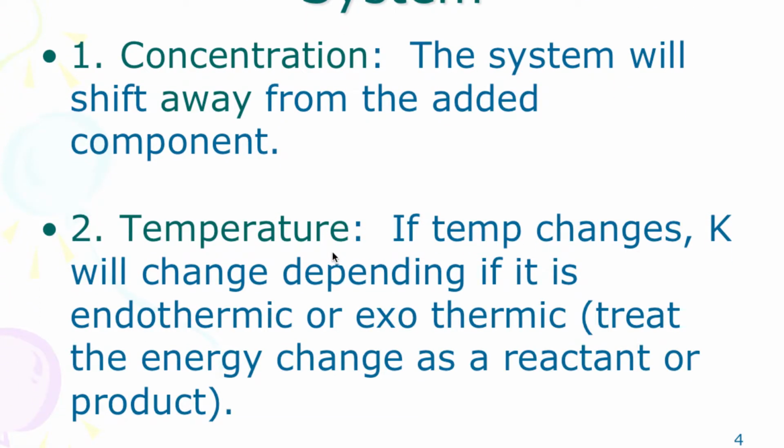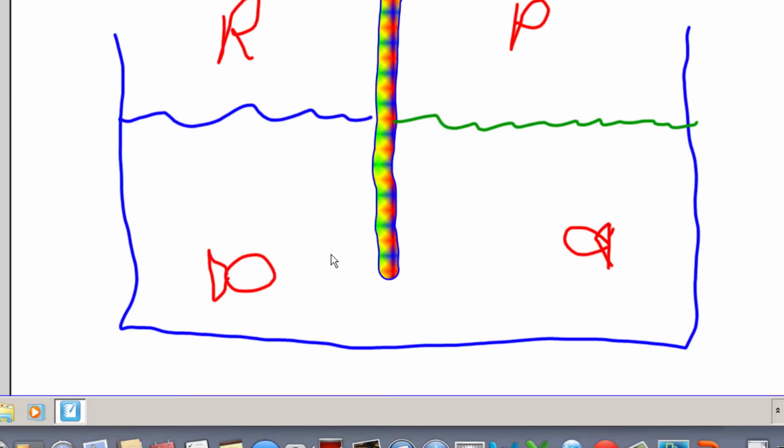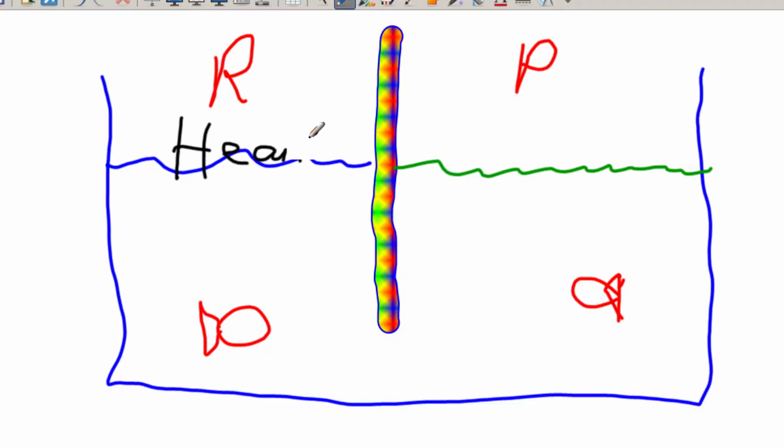Temperature. If the temperature changes, then equilibrium will change based on if it's endo or exothermic. Okay, so let's go look at that one more time. So let's say it's endothermic. What does endothermic mean? Well, endothermic means that heat is a reactant, right? So heat goes into the reactant side.